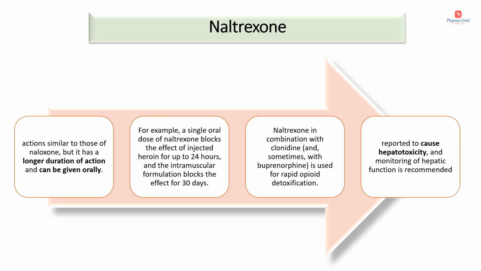Next opioid antagonist is naltrexone. It has actions similar to those of naloxone, but it has a longer duration of action and can be given orally. For example, a single oral dose of naltrexone blocks the effect of injected heroin for up to 24 hours and the intramuscular formulation blocks the effect for 30 days. Naltrexone in combination with clonidine and sometimes with buprenorphine is used for rapid opioid detoxification. Naltrexone is reported to cause hepatotoxicity and monitoring of hepatic function is recommended.